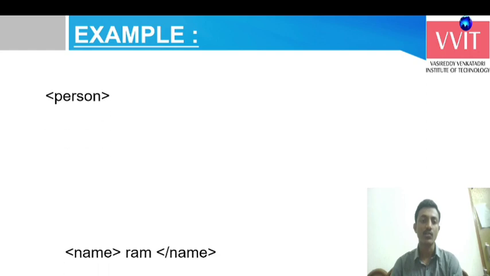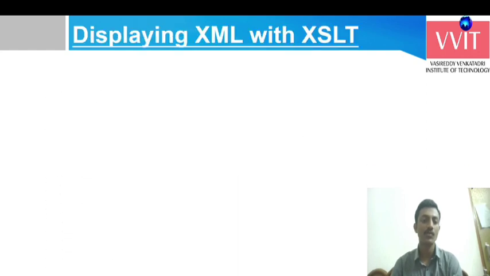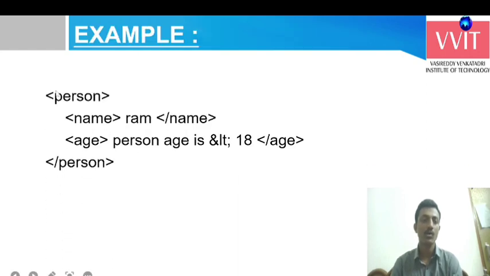Now see the example. Here person is the root element and its child element is name. And name given is Ram. Age, person age is ampersand LT 18 and I close the age tag and close the person tag. Here ampersand LT shows less than symbol.